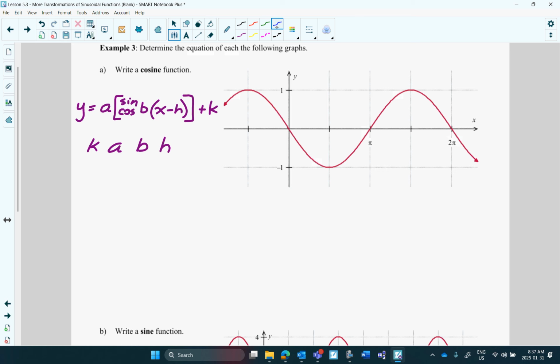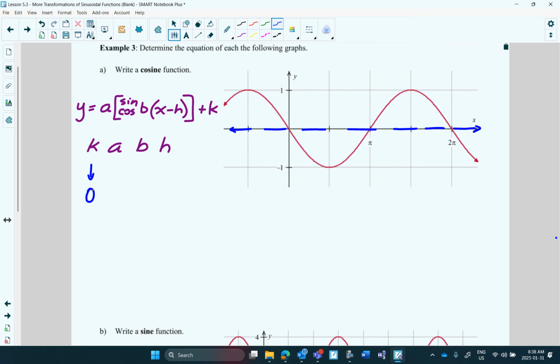Remember, that's the horizontal line that splits the sinusoidal graph in half. So that would be here. That's the midline. What's the value of K? 0. In other words, we don't have to write anything at the end. Right?